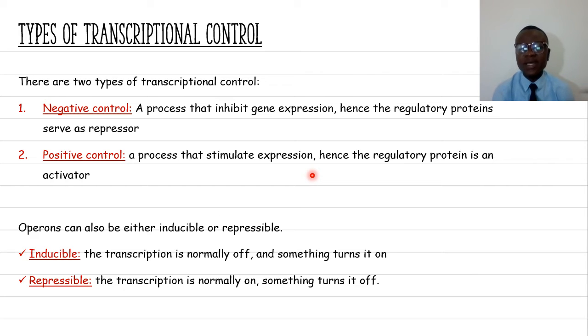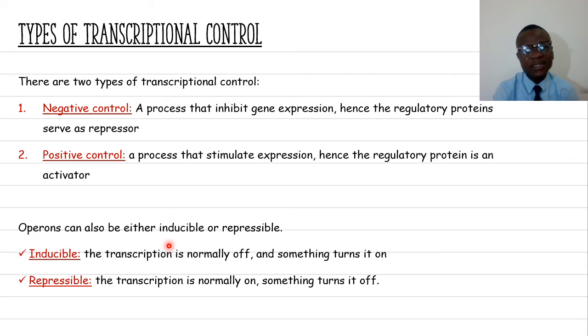Generally, this is a control that stimulates the expression of a gene. Hence, the regulatory protein is going to serve as what? An activator. So a simple way to remember this, I would tell someone, is to think of positive as something that allows the process to go on, and negative, no, right? It stops the process from going on. That's just the simple way I thought to remember this.